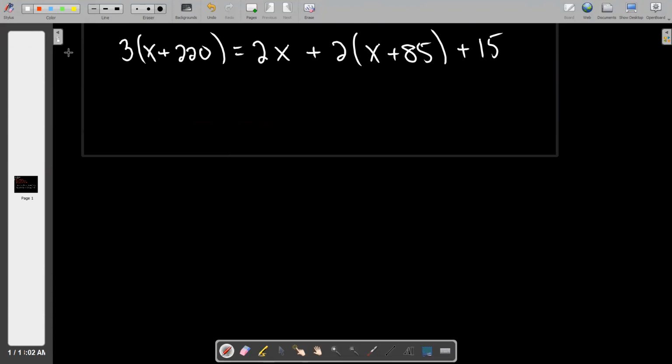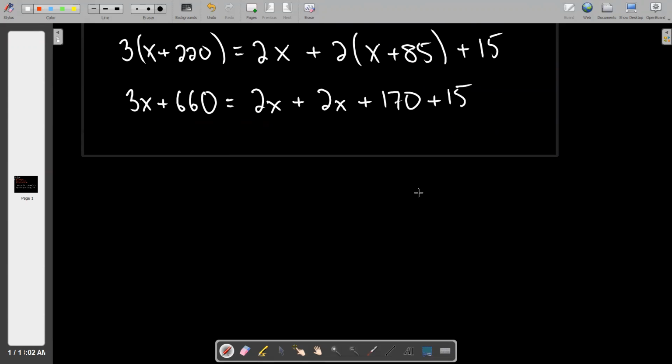Sure. Okay, so on the left, I hope you agree, we get 3x plus 660. And on the right, when we distribute the 2, we get 2x plus 170. And then we're going to add the 15 cents at the end. Then we have a ton of like terms that we need to combine before we start solving the equation. On the left, we're just going to leave it at 3x plus 660. But on the right, we're going to put our x's together to make 4x, and put our pennies together to make 185 pennies.